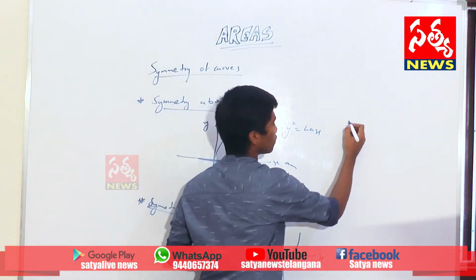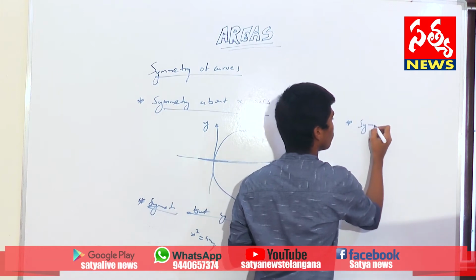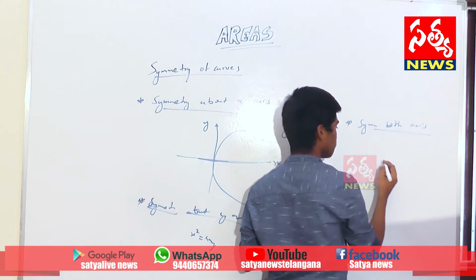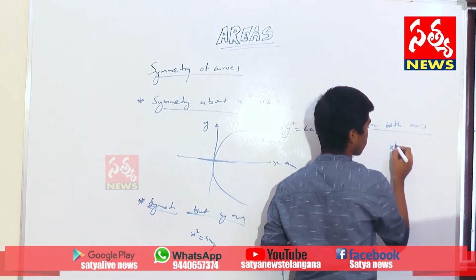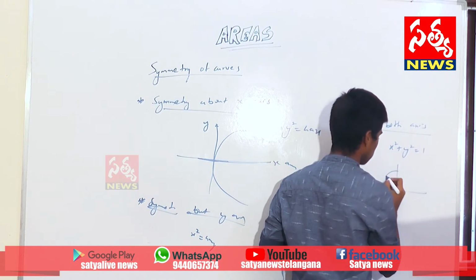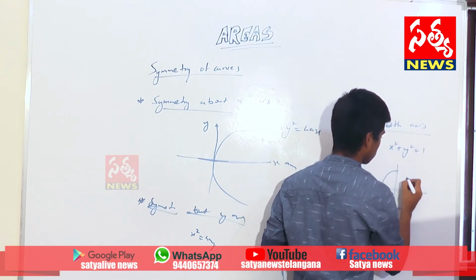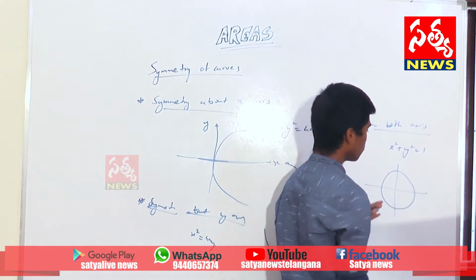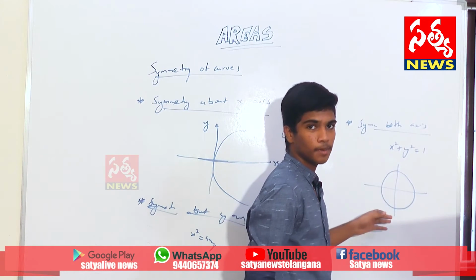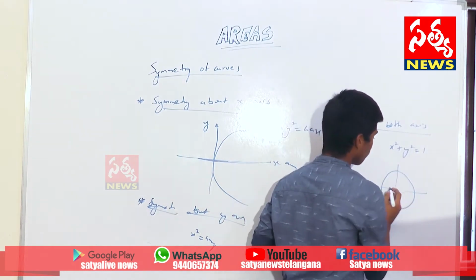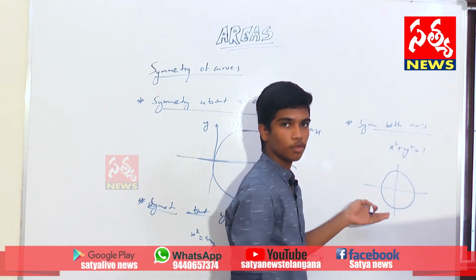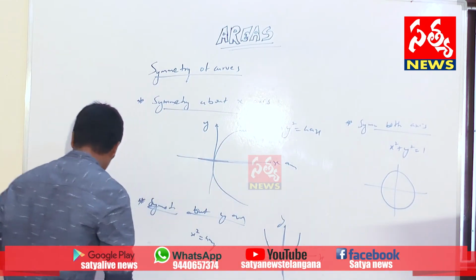And next one, symmetry about both axes. We can take an example of a circle: x square plus y square equals 1. See, if a circle is divided into 4 parts, all the 4 parts are equal and symmetric. So here we can say that the symmetry is about the x-axis and the y-axis, which is both.